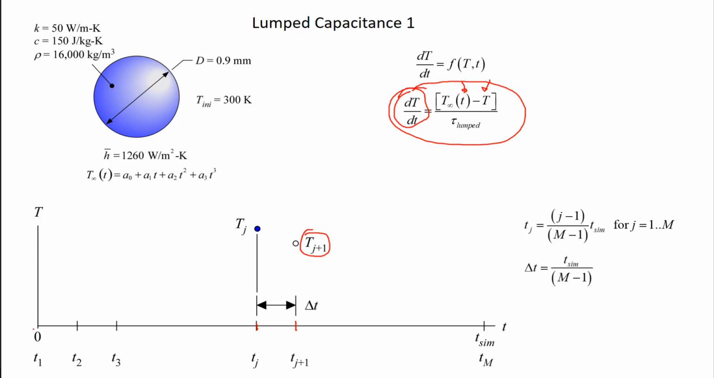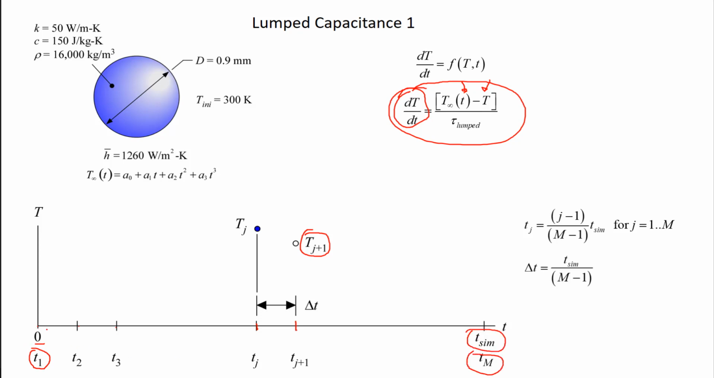So we have to divide our time up into little steps, right? When we did our analytical solution, we ended up with a temperature as a function of time. Here, we're not going to end up with that. We're going to end up with predictions of temperatures at discrete times, right? And these are the different times at which I'm going to predict temperature. So time 1 is going to be 0, and then time m is going to be my simulation time.